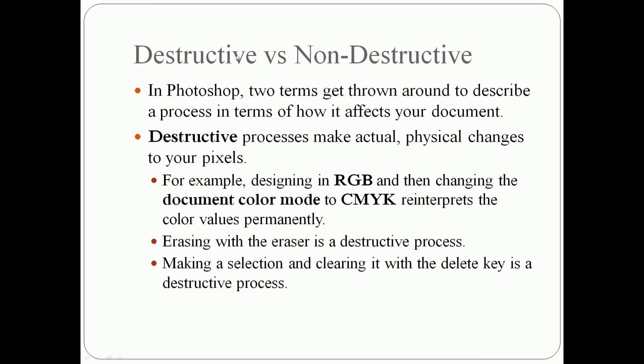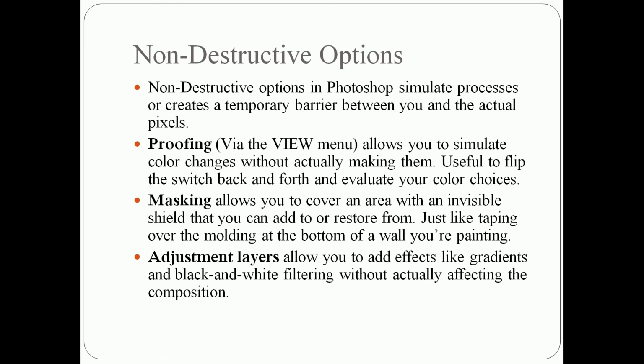Destructive versus non-destructive. In Photoshop, two terms get thrown around to describe a process in terms of how it affects your document. Destructive processes make actual physical changes to your pixels. For example, designing in RGB and then changing the document color mode to CMYK reinterprets the color values, and it's permanent. Erasing with the eraser is a destructive process. Making a selection and clearing it with the delete key is a destructive process. Those pixels are gone. Non-destructive, however, simulates processes or creates a temporary barrier between you and the actual pixels.